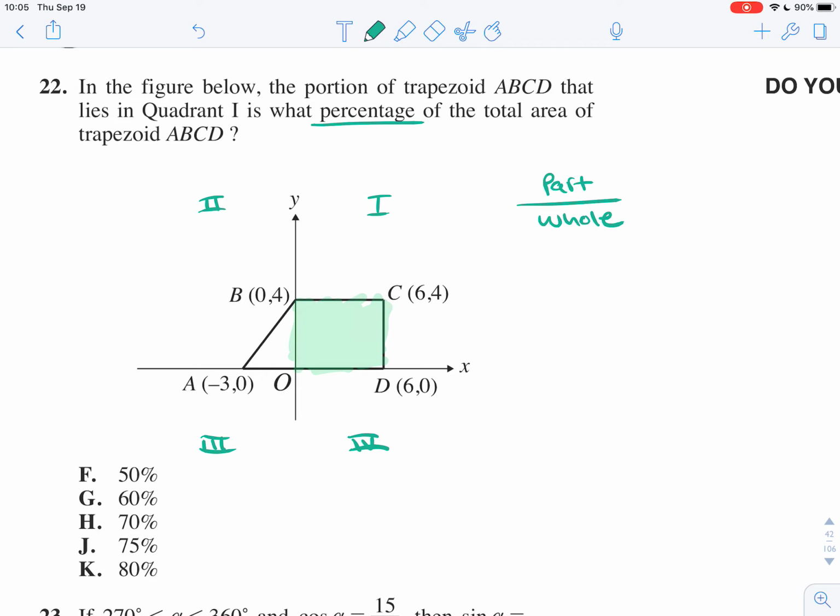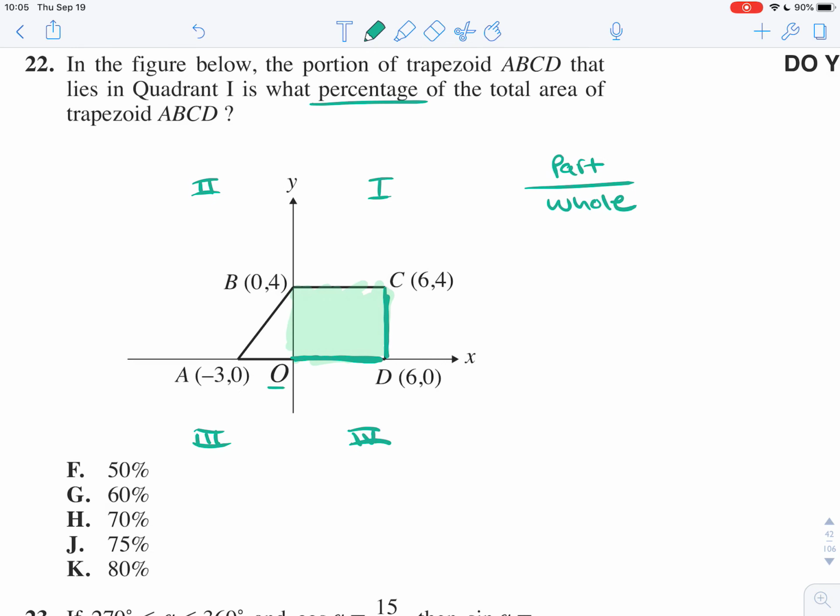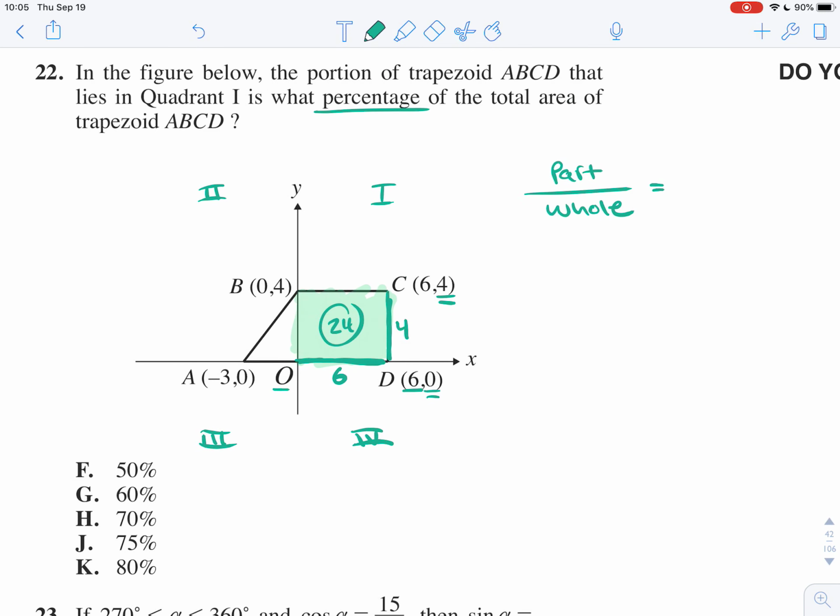So to start, to find our part here, we can use the coordinate plane to determine the area. This is a rectangle, so we're really just doing length times width. If we use the coordinate plane, that's the origin to 6, that's 6 units. And then we'll use C and D, and using the y-axis, that's 0 to 4, so that's 4. So the area of this is going to be 24. So our part is going to be 24.